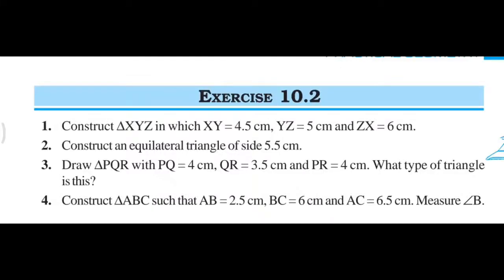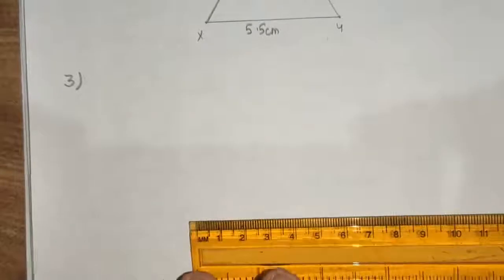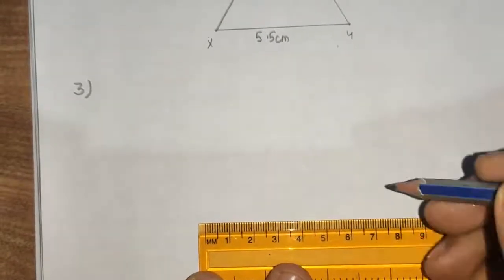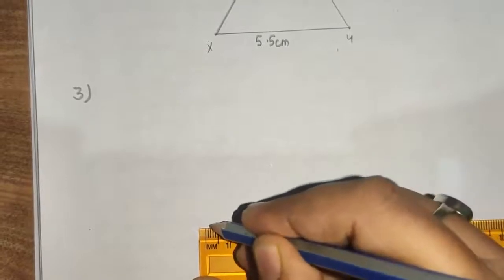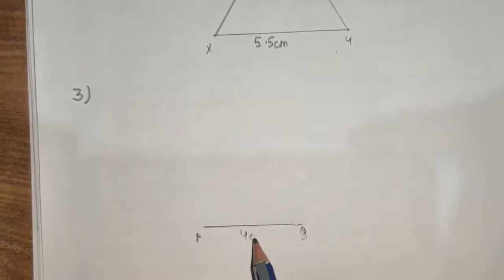Question number 3. Draw triangle PQR with PQ equal 4 centimeter, QR equal 3.5 centimeter and PR equal 4 centimeter. Now after drawing there is one more question. What type of triangle is this? Now question number 3, triangle PQR we are required to draw. So first of all we will draw PQ, which is 4 centimeter. So this is PQ. Now we will write P and it will be Q and it is 4 centimeter.